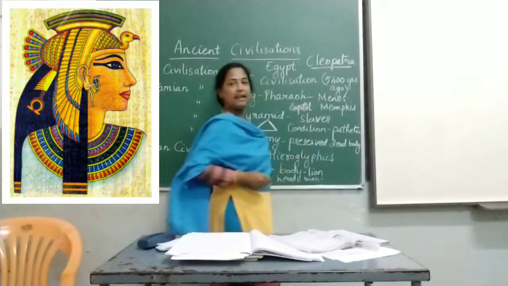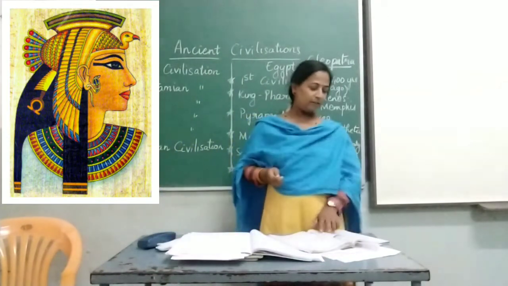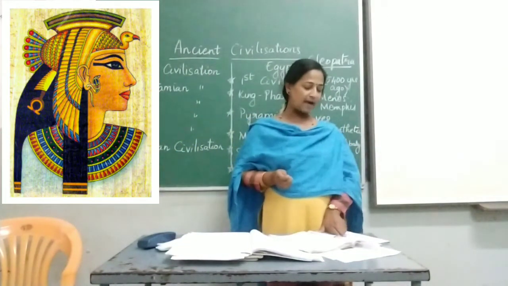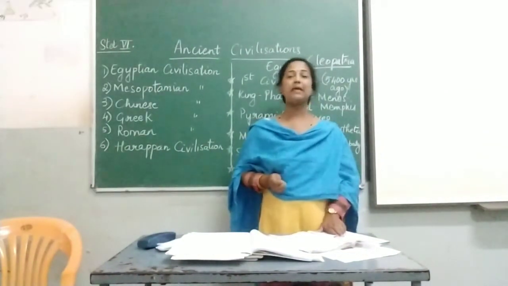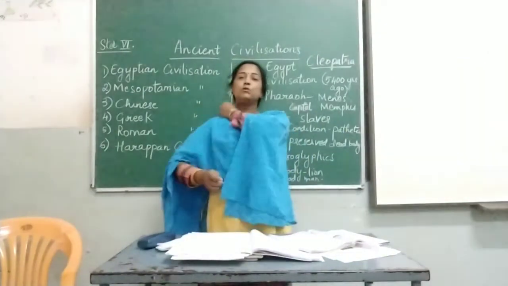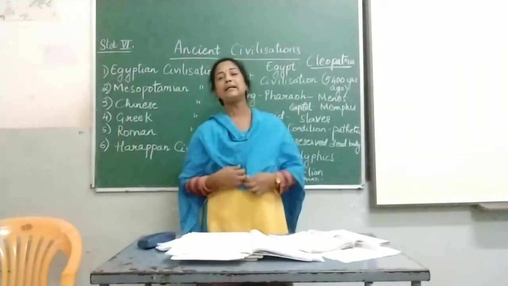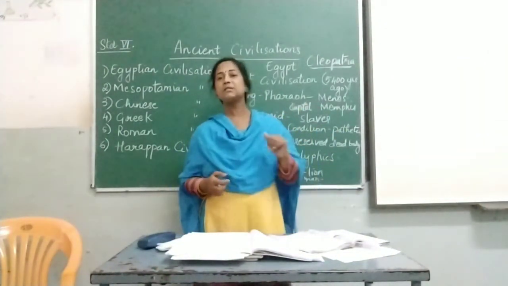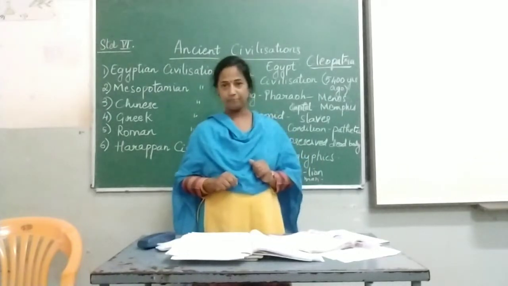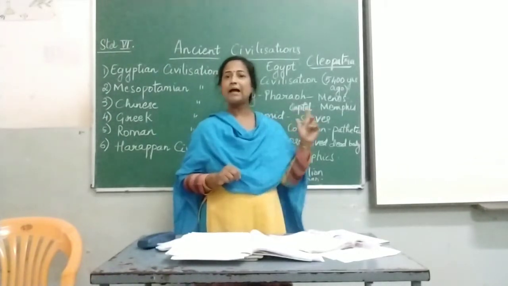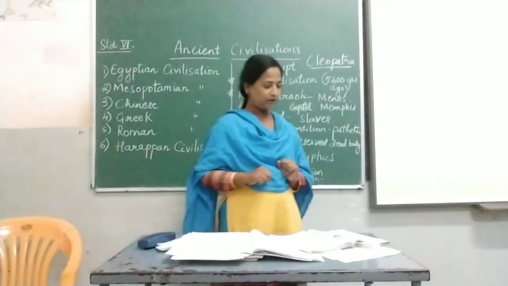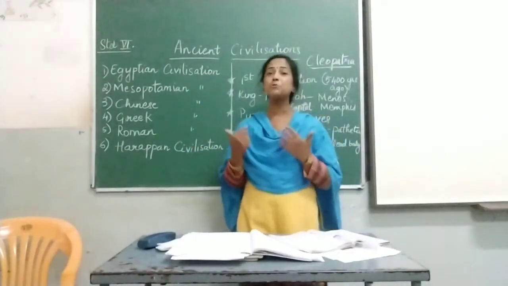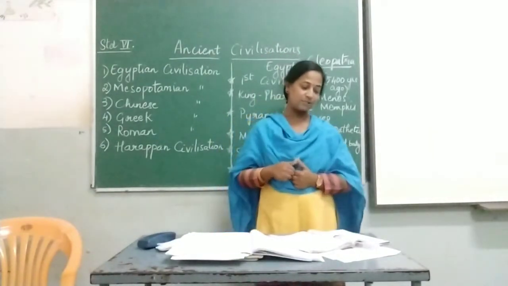She was the last queen. The popular Queen Cleopatra was the last ruler of this dynasty. Eventually, Egypt became a province of Rome. So, as you go to higher classes, you will study how Egypt became a part of Rome. Okay, now she was captured and was the last empress here. She was Cleopatra. Now, coming to the contributions of Egyptian civilization.